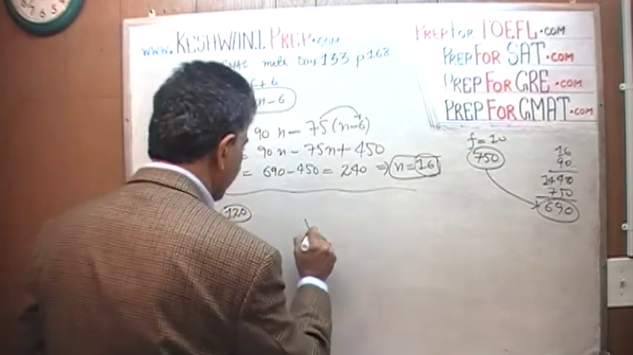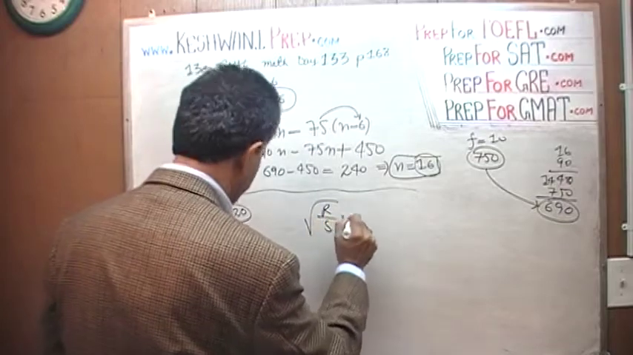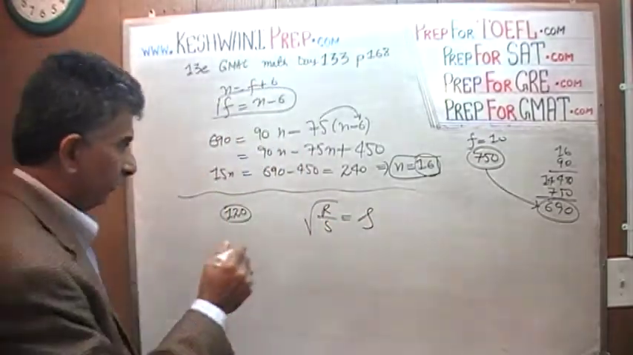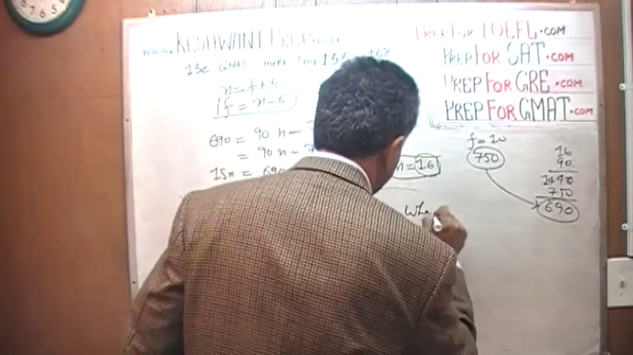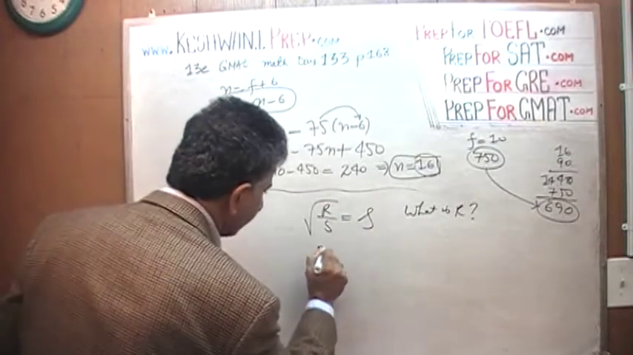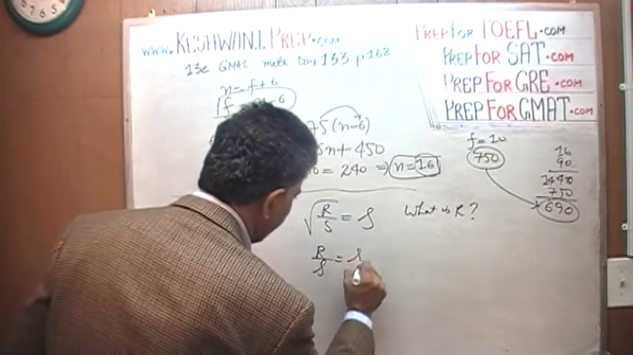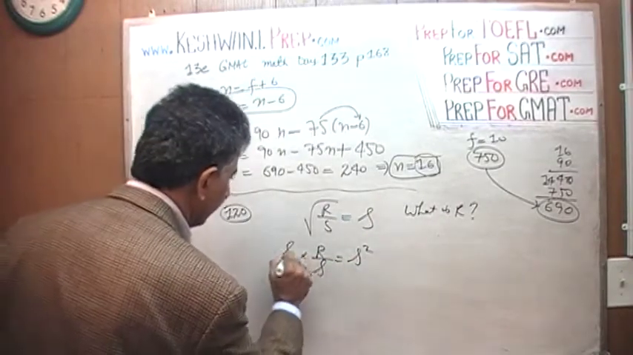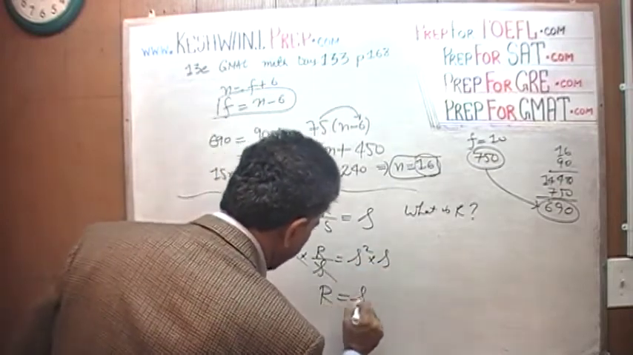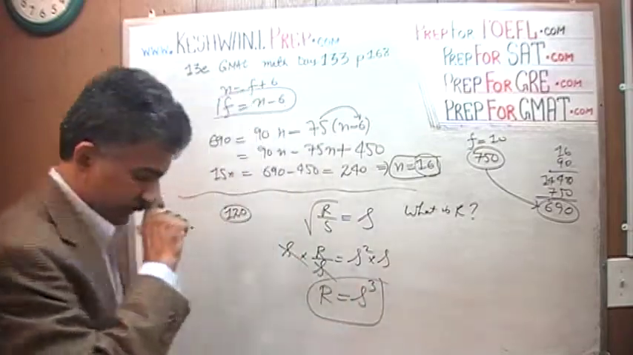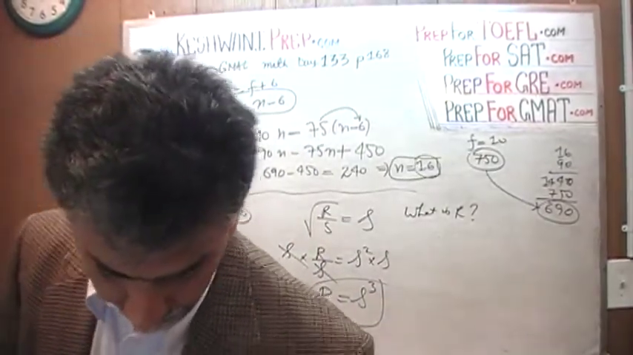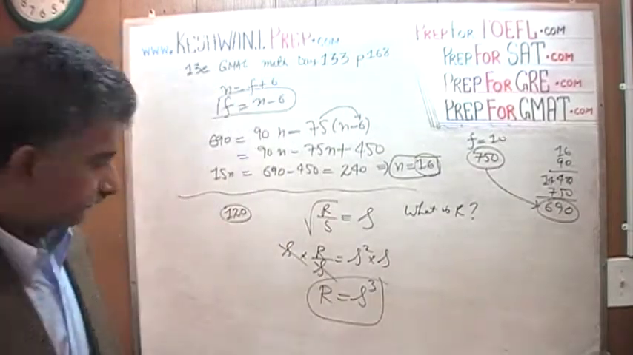It tells us that the square root of r over s equals s. And the question simply is, what is r? Let's square both sides. If you square both sides, we end up with r over s equals s squared. Multiply both sides by s, and the s cancels and r equals s cubed. Voila, that's your answer. That's question number 120. The answer is D.